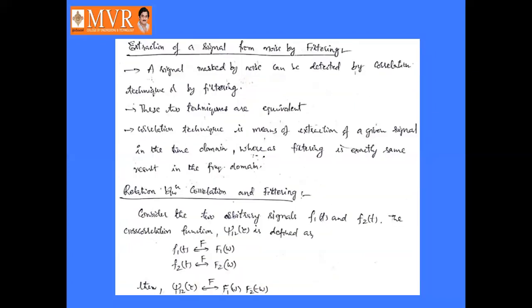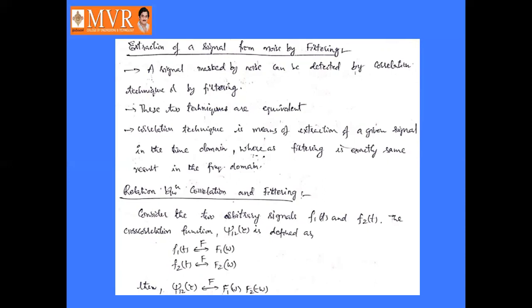So that is one technique, extraction of the signal by correlation, and the second one is extraction of the signal from noise by filtering. The signal masked by noise can be detected by the correlation technique or by filtering. These two techniques are equivalent. Correlation, as we discussed earlier, and filtering, which we are discussing here, are identical. Correlation is a means of extraction of a given signal in the time domain, whereas filtering gives exactly the same result in the frequency domain. That is the only difference.